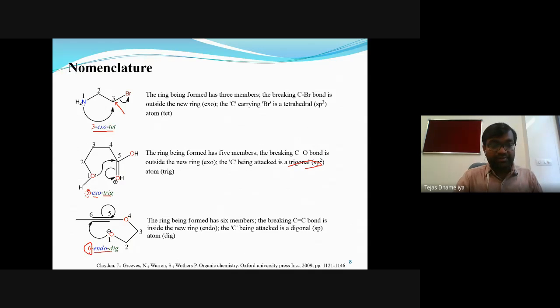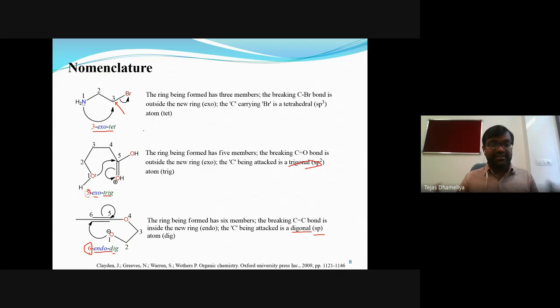Why is it endo? Because the bond which is going to break down is a part of the heterocyclic ring. The triple bond between 5 and 6 will become a double bond, therefore it is called endo, because it is part of the ring. Why is it called dig? Because this number 6 carbon is a triply bonded carbon. Triply bonded carbon has sp hybridization. sp hybridized carbons have diagonal geometry. Okay, so that's why all these names are given according to Baldwin's rule.